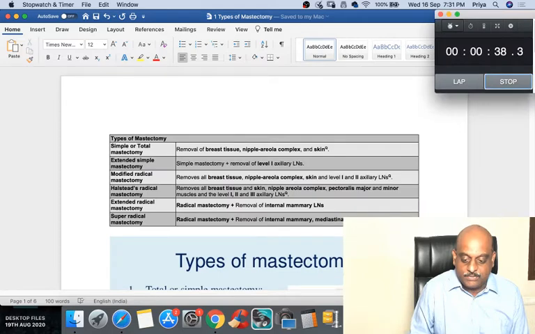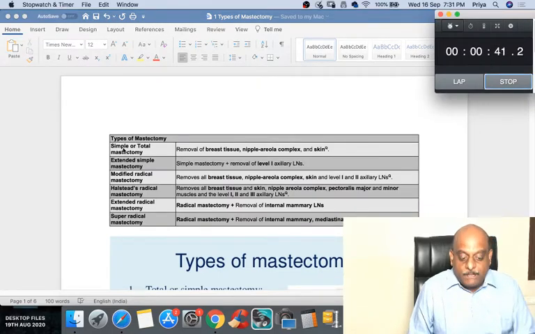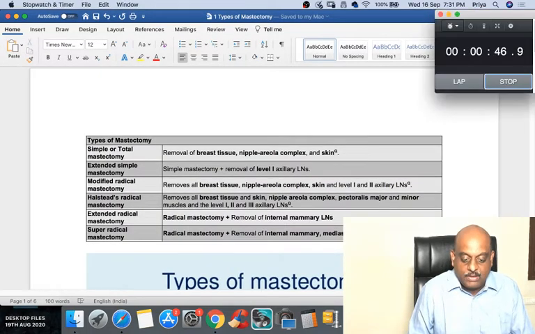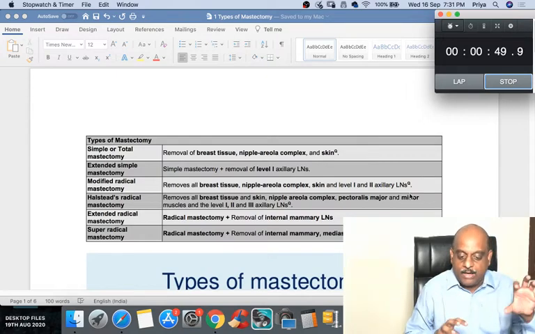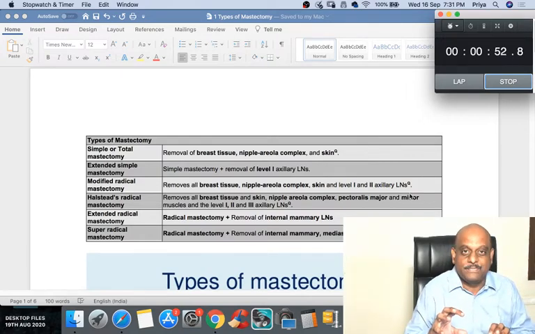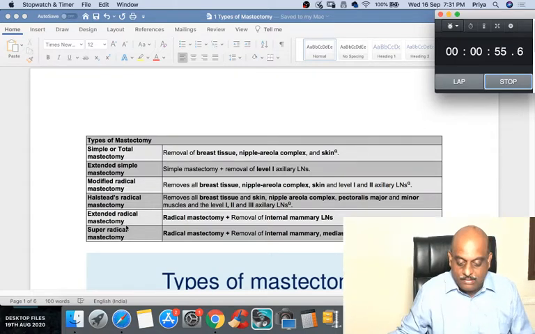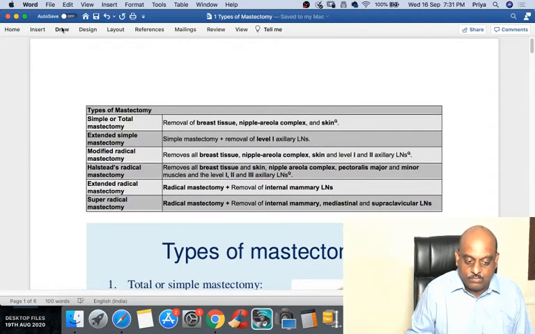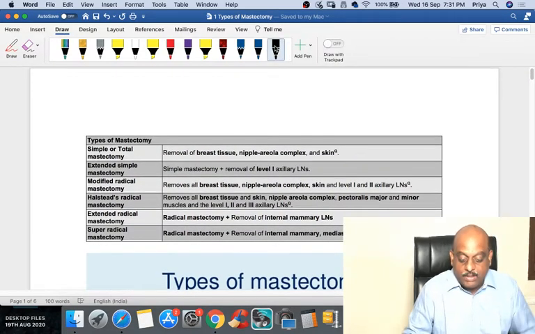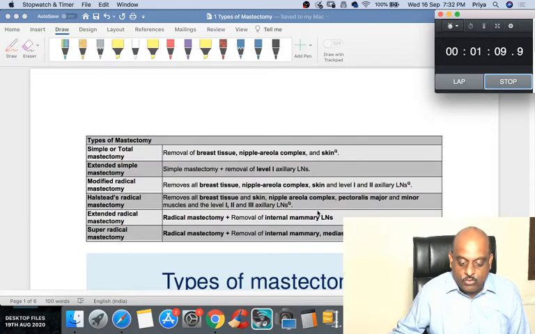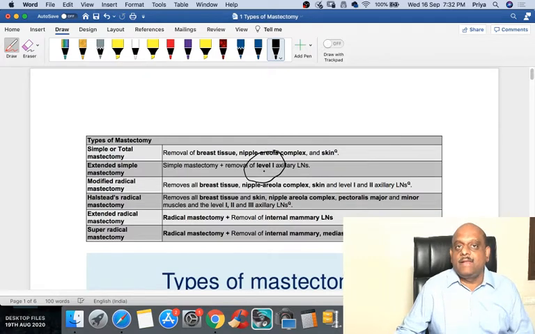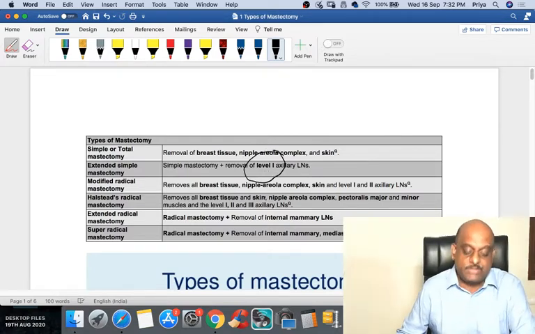So now the question comes. Simple or total mastectomy? What is the meaning of it? Removal of the breast tissue, nipple, areola complex and the skin. Extended simple mastectomy, so what is it? What does it include? Simple mastectomy plus the removal of level 1 axillary lymph nodes is called extended simple mastectomy.